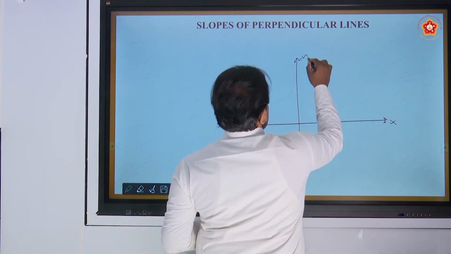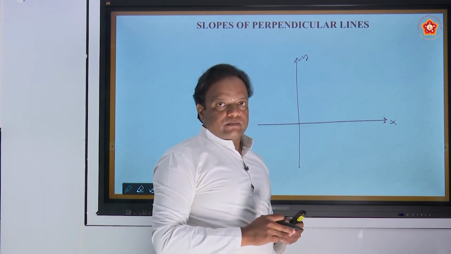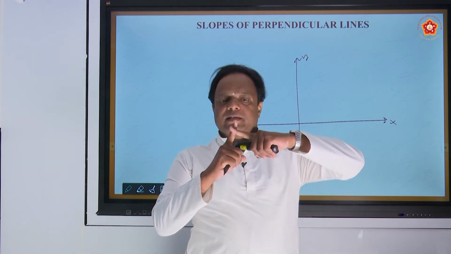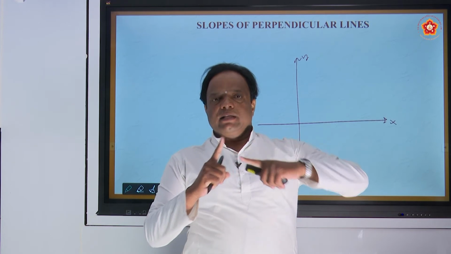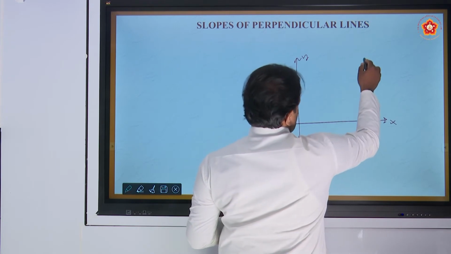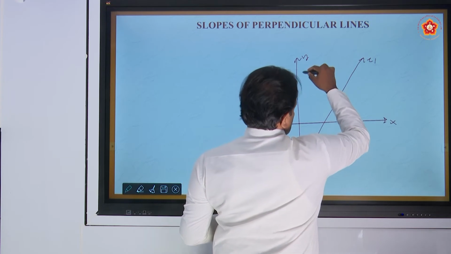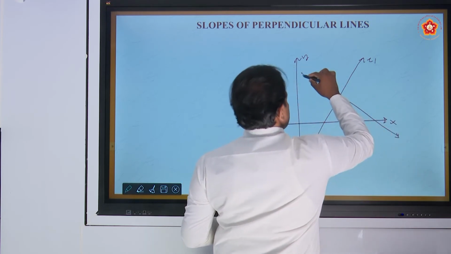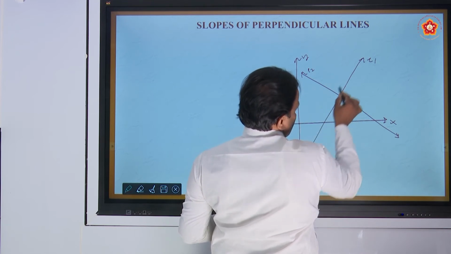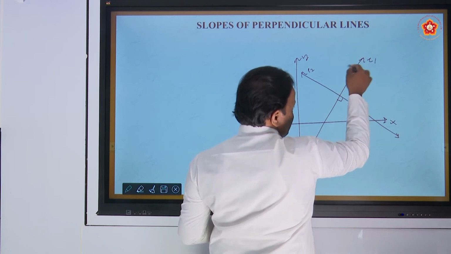X-axis, this is y-axis. When you say the two lines are perpendicular, if the angle of intersection at the point of intersection is 90 degrees, then we say that the two lines are perpendicular to each other. So I draw a line here, L1, and one more line here, L2. If this angle is 90 degrees, then we say that the two lines are perpendicular to each other.